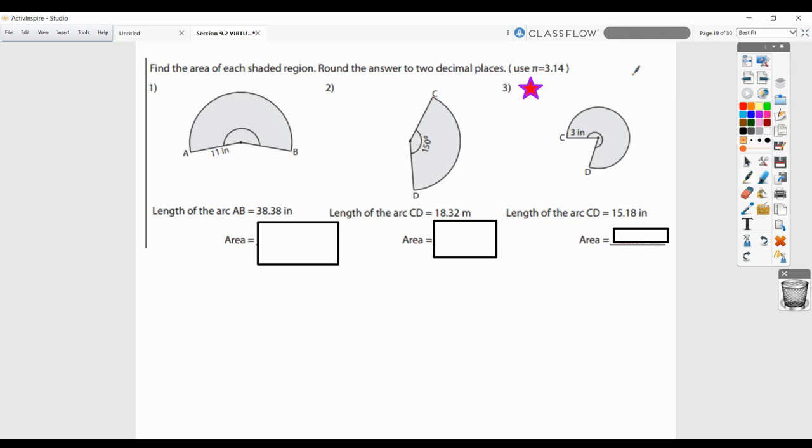So there's a few different kinds of problems that we're going to do today. I'm going to post the blank notes of these up so that you have them if you want to print them out.